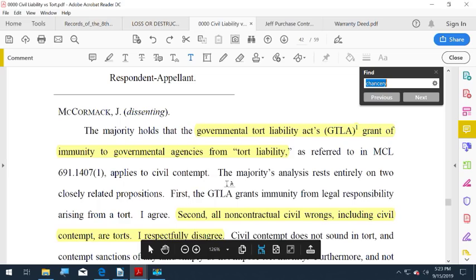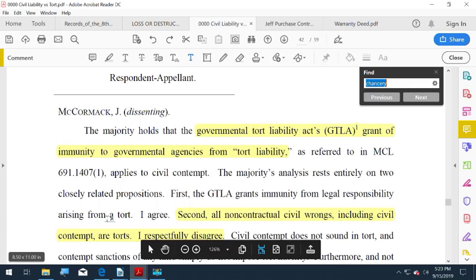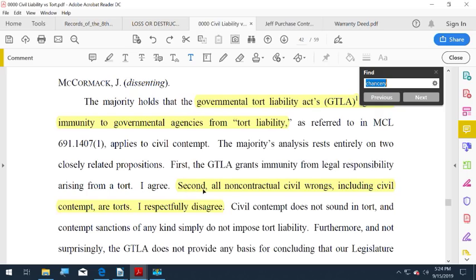First, the majority's analysis rests entirely on two closely related propositions. First, the GTLA grants immunity from legal responsibility arising from a tort. She agrees with that. I agree, whoever this is, McCormick. Second, all non-contractual civil wrongs, including civil contempt, are torts. Which would mean then that all contractual civil wrongs aren't torts. Only non-contractual civil wrongs are torts, including contempt, as she said.